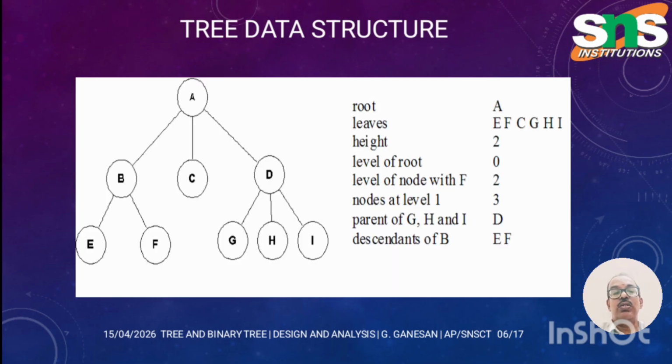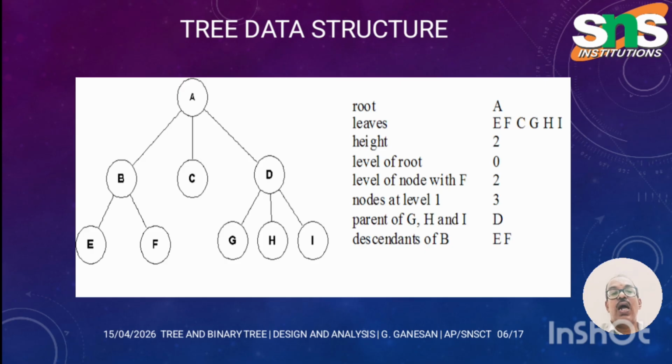So what are the terminologies used in this tree data structure? So here A, B, C, D, E, F, G, H, I, the number of nodes are there. So A has no parent. So A is a root node. So A has B, C and D as its children. B has E and F as their children. D has G, H, I as their children. Likewise, C has no child.